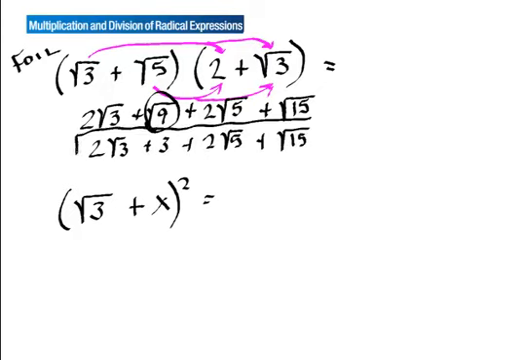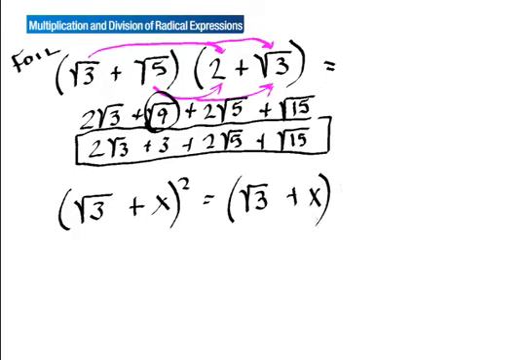You can't do anything else with that. Let's look at this next one. I have the square root of 3 plus x times the square root of 3 plus x. This one is probably one of my most commonly missed problems because it means this thing written twice. And here's what it looks like.